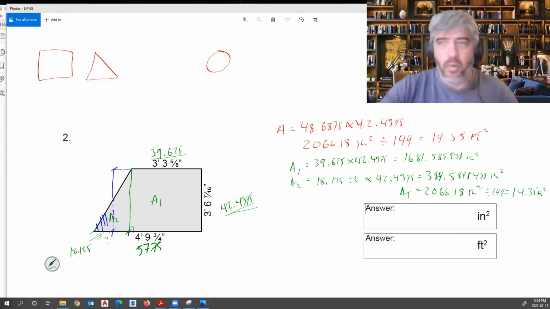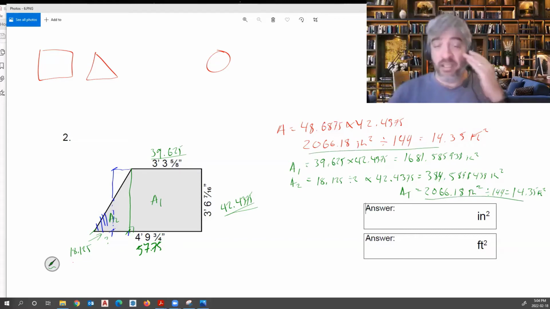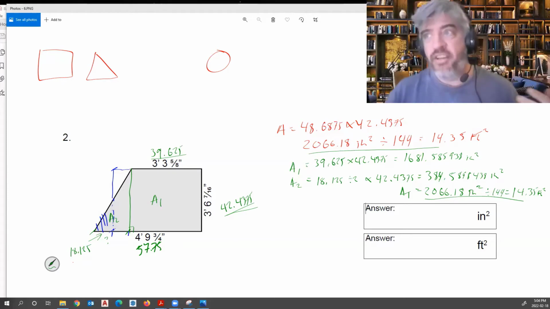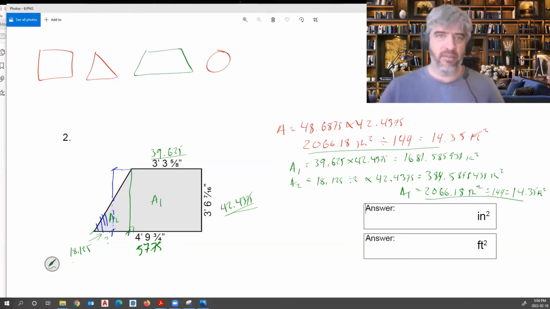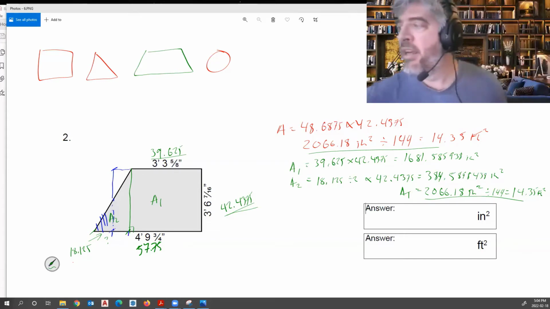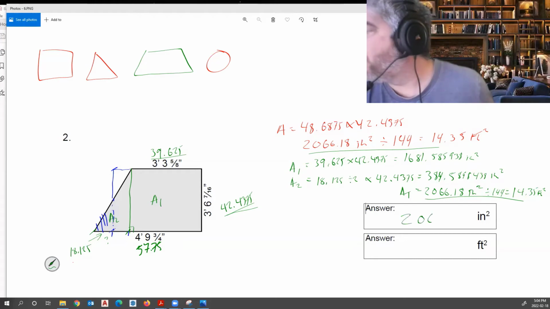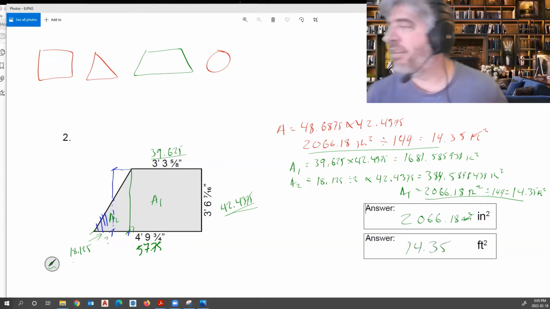And so either way you do it, we still end up with exactly the same answers. It doesn't matter, just as long as you're sticking to those 4 simple shapes and know how to use those shapes. You're still going to get the same and the correct answer. So of course, my answers here in inches would be 2066.18. I don't need to write the units in, it's already there. And the feet is 14.35.